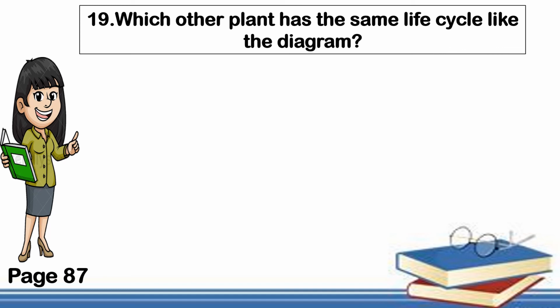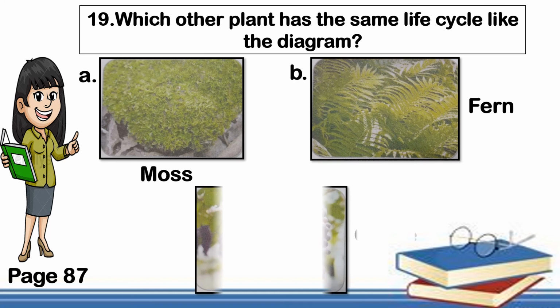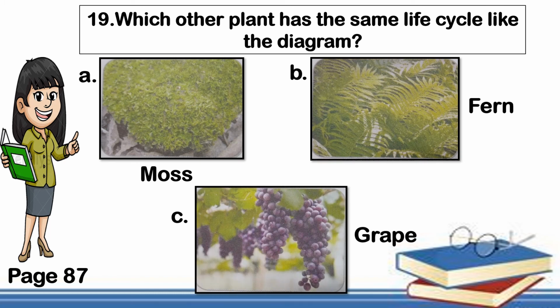Number 19. Which other plant has the same life cycle like the diagram? Letter A, moss or grass. Do grass have flower, fruits? Or letter B, fern. Do fern plants have fruits? Or letter C, grape. Do grape plants have fruit, flowers, and seeds?